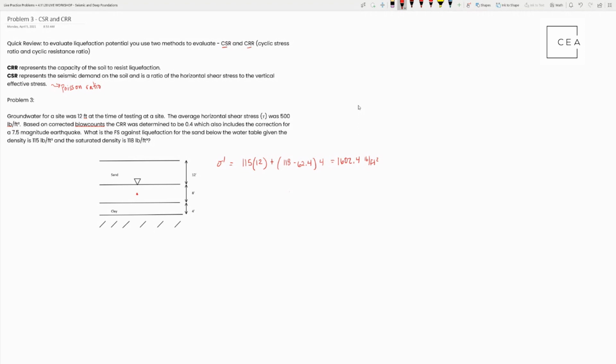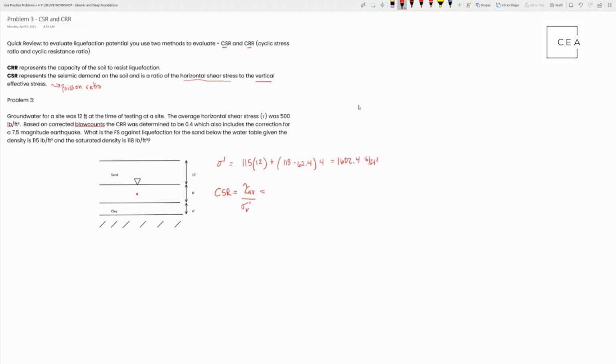The next thing we have to do is calculate the cyclic stress ratio, which is CSR. And the equation for that is this. We said it was a ratio of the horizontal shear stress to the vertical effective stress. And that's your equation for CSR.